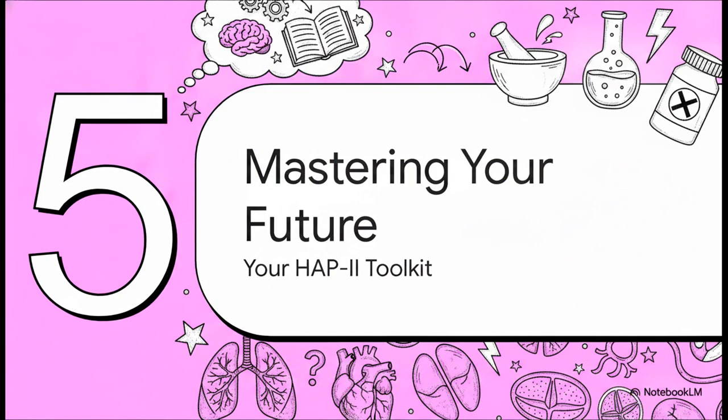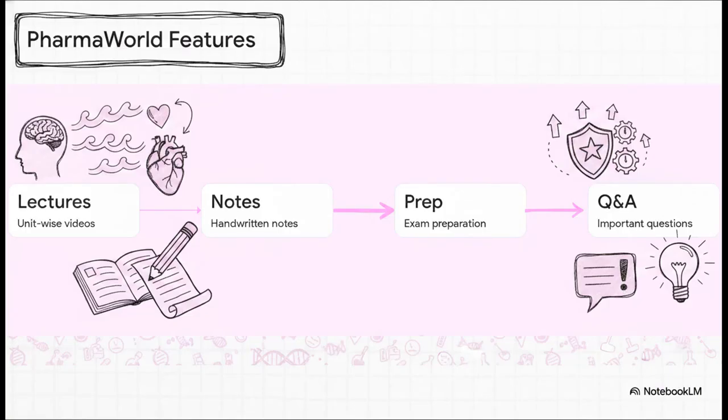And finally, Section 5, Mastering Your Pharmacy Future. Let's talk about your HAP toolkit. To conquer this massive amount of information and comfortably ace your exams, you need the right toolset. PharmaWorld equips you with everything from clear, unit-wise videos to meticulously written notes. It's totally designed to give you a complete, exam-oriented preparation strategy focused entirely on the GTU and PCI syllabus, making sure you have the important questions and answers ready to go when you actually need them.